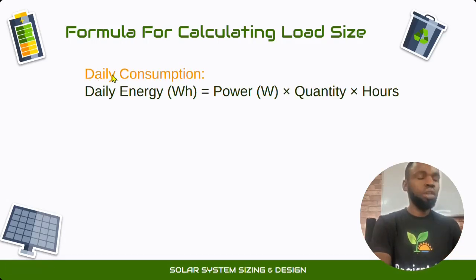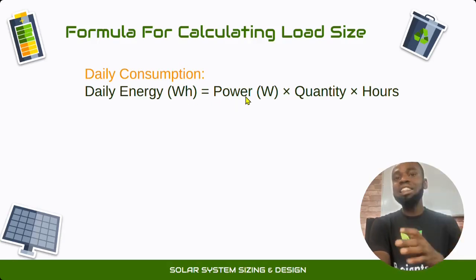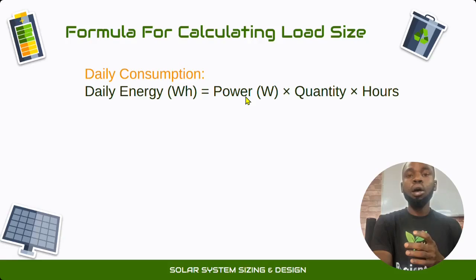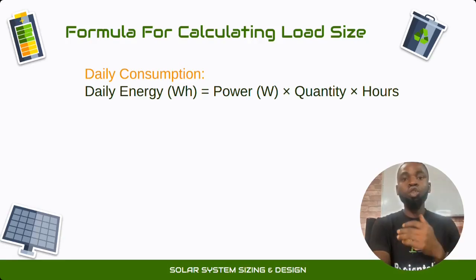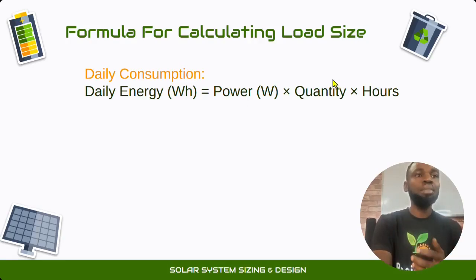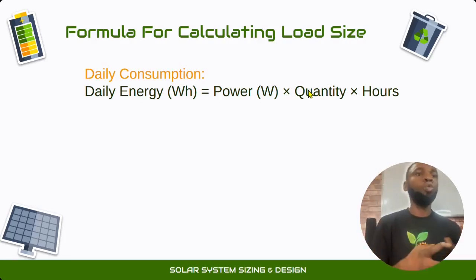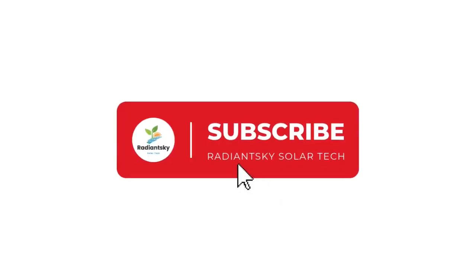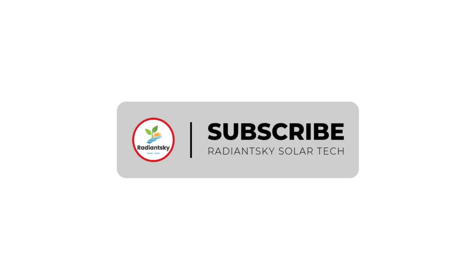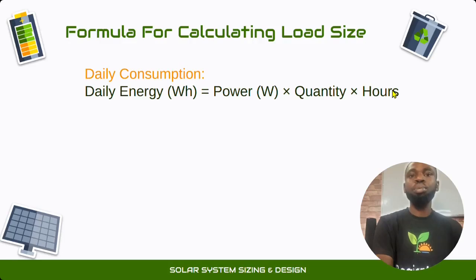Daily consumption: if you want to get the amount of energy a user uses on a daily basis, you take the energy in watt-hours. That is, for all the appliances the person is going to power, you take the total watts and multiply it by the quantity, the number of appliances they are going to power, times how many hours those appliances will run in a day. If you do that, you'll be able to get the daily load size of any building, of any house.